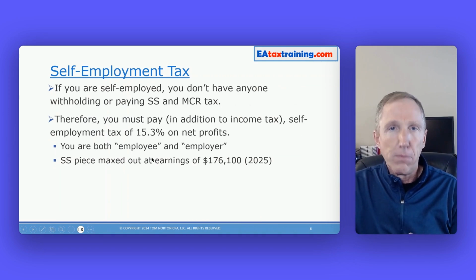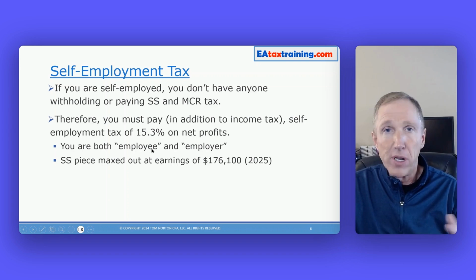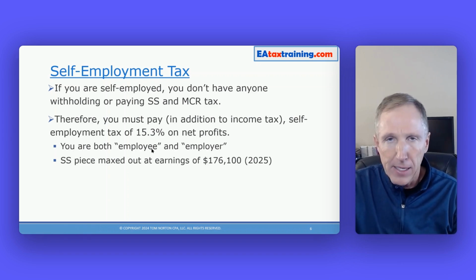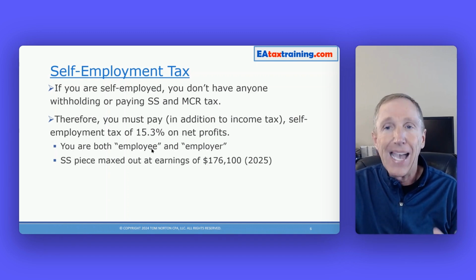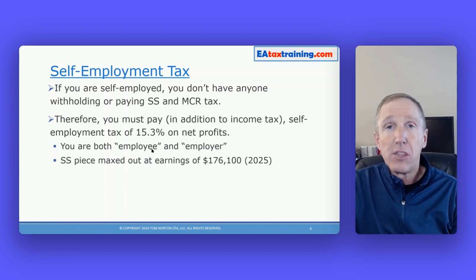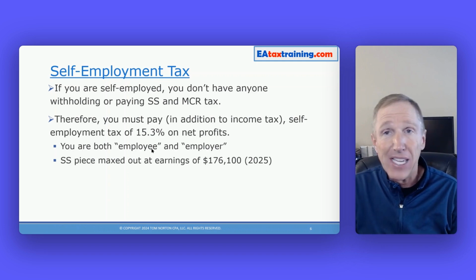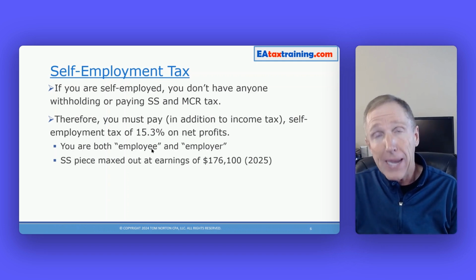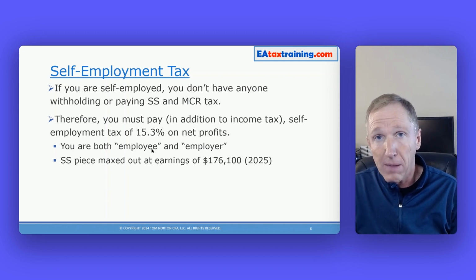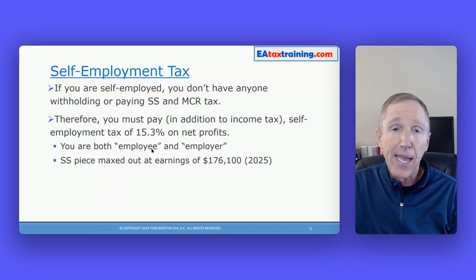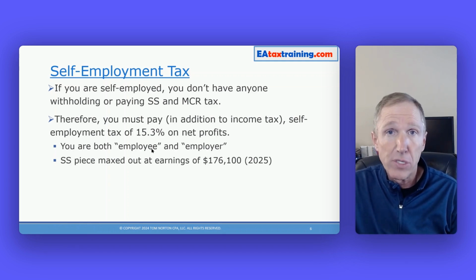If you are self-employed, then you don't have a job or an employer to withhold and pay any of this Social Security or Medicare tax for you. Therefore, you must pay a self-employment tax of 15.3%. And it's 15.3% because you are considered to be both the employee and the employer. So you're going to pay the 7.65% employee portion and the 7.65% employer portion. And again, it is maxed out at earnings of $176,100 for 2025.